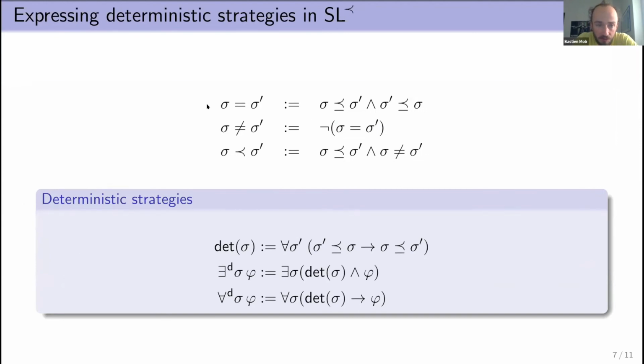Now, what can we write in this logic? First, a few simple examples. We can write equality, because two strategies are equal if one refines the other and vice versa. And we can also write that they're different. We can write that a strategy strictly refines another if it refines it and is different from it. And we can also specify that a strategy is deterministic. A strategy is deterministic if any strategy that refines it is also refined by the strategy sigma. And now we can introduce quantifiers over deterministic strategies by simply writing there exists a strategy that is deterministic and that satisfies the formula. Or for all strategies that are deterministic, I want phi to be true.